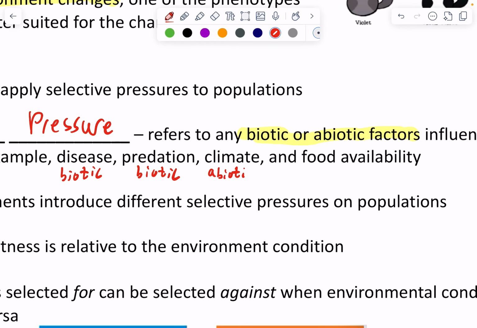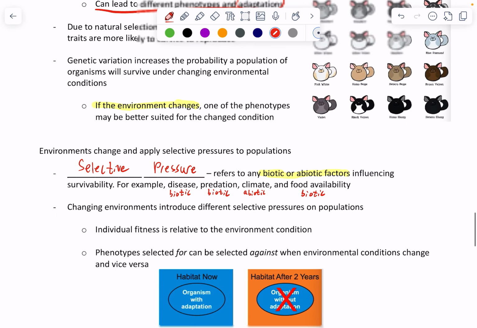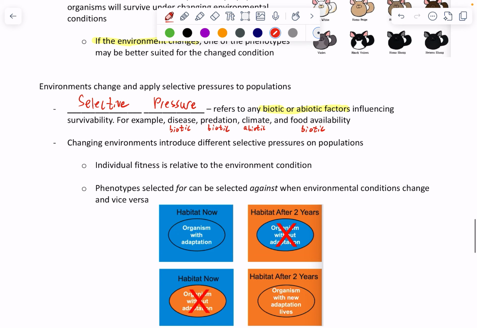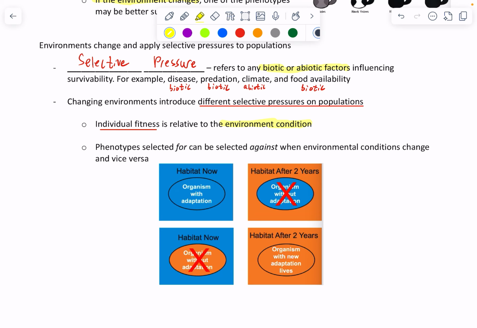If the climate is changing, is it warming up? Is the temperature or humidity changing? And then food availability, that's going to be more biotic, as we talk about availability of other animals or plants that organisms are relying on for food. But as the environment changes, this will introduce different selective pressures on that population. And so fitness is going to change as the environment is changing. It is relative to the environment that it is living in. So phenotypes can be selected for a trait, or it can be selected against by the environment as it changes.